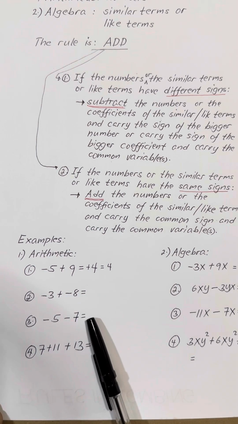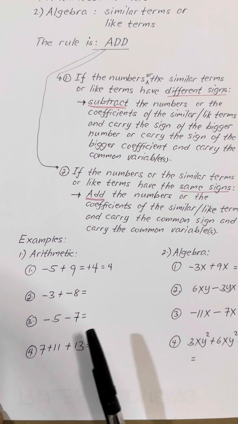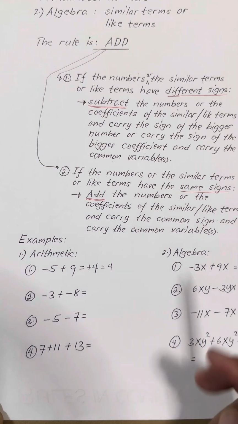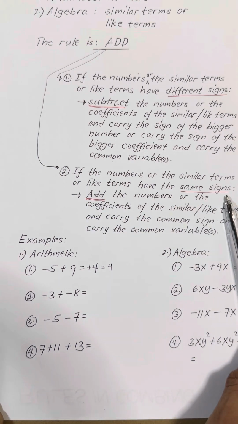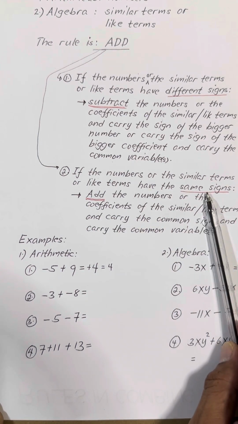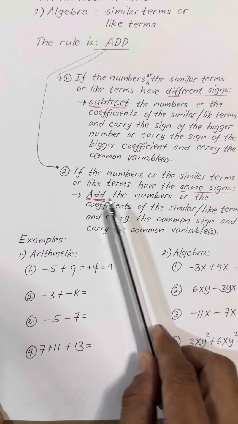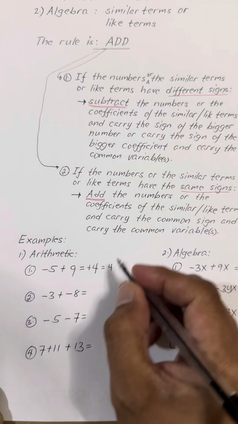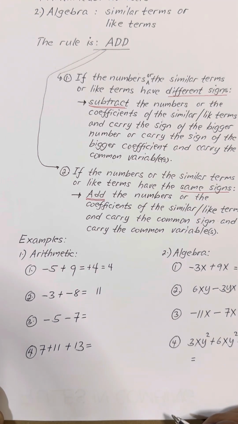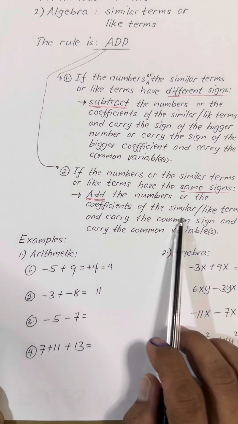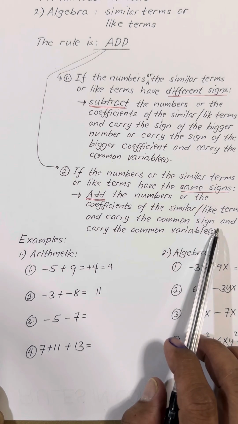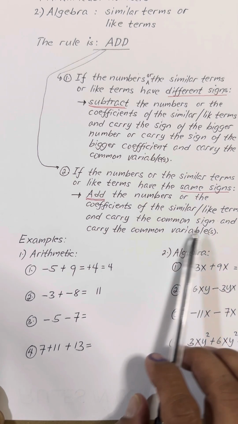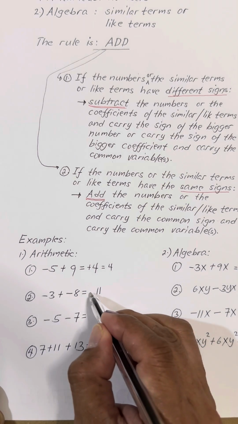-3 plus -8. So now we are going to combine two numbers that have the same signs. So it's rule number 2, same signs. If you're combining two numbers of the same sign, we have to add the numbers. So 3 plus 8 is 11. And then, look at the common sign. It says here, carry the common sign. For arithmetic, the common sign is negative, so you put negative.